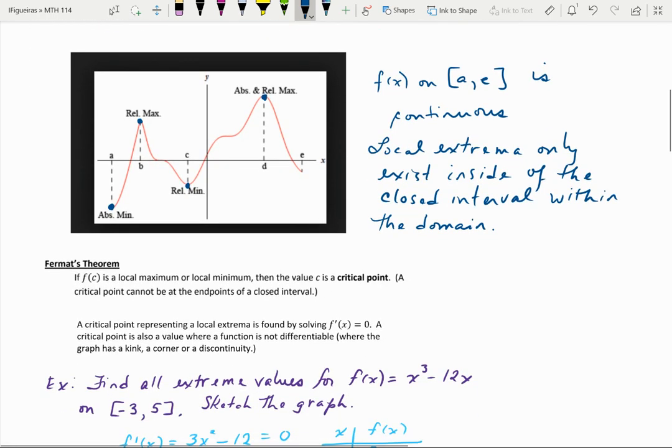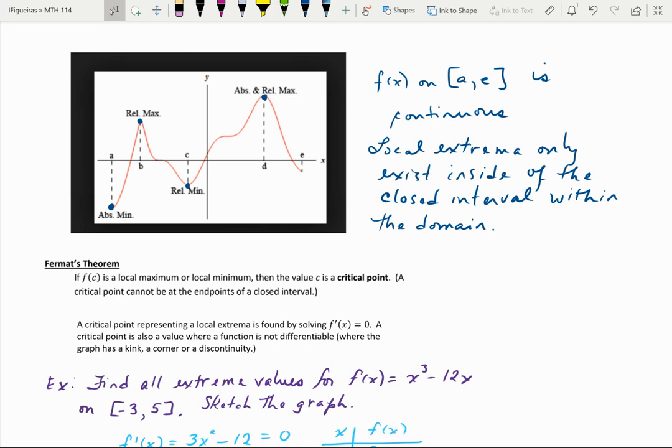All right, so here's Fermat's theorem. Fermat's theorem talks about critical points. So if f of c is a local maximum or a local minimum, then the value c is considered to be a critical point. A critical point cannot be at the endpoints of a closed interval, so similar to what I explained before. So how do we find a critical point?